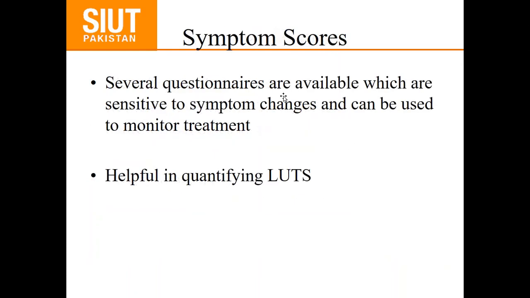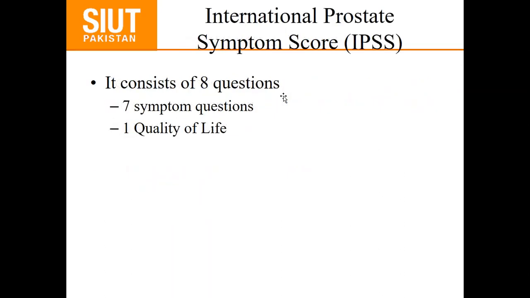So there are several symptom scores. After the history taking, we have to score the patient, we have to quantify his lower urinary tract symptoms, and there are several questionnaires that are available, and they are sensitive to symptom changes and can be used to monitor treatment. One of the commonest that we use here is the International Prostate Symptom Score. It has 8 questions in total: 7 questions are related to the symptoms, and 1 question is for the quality of life.